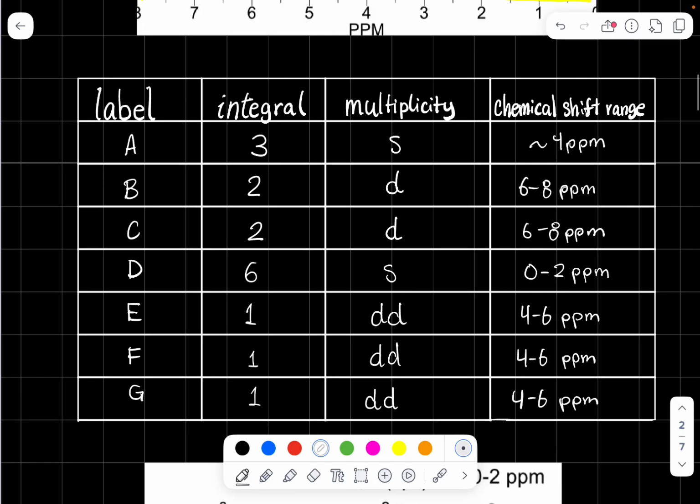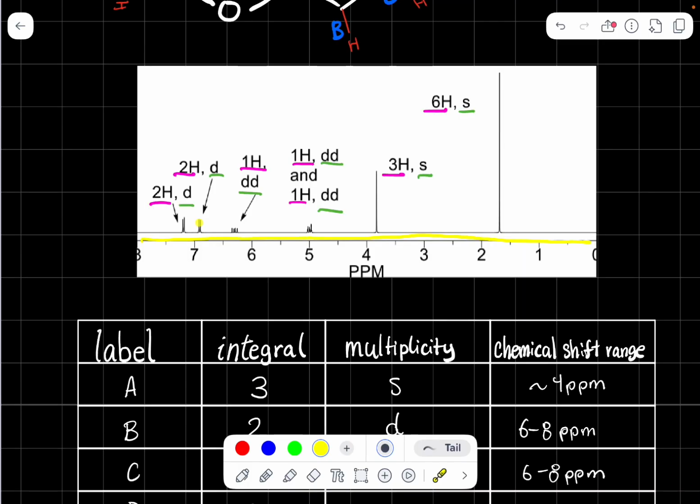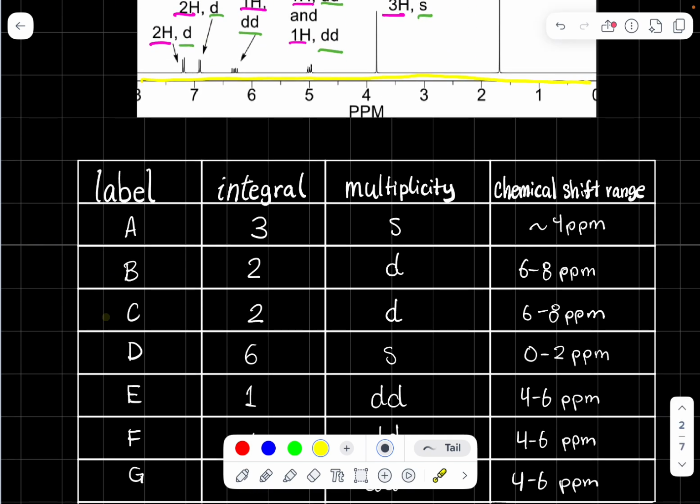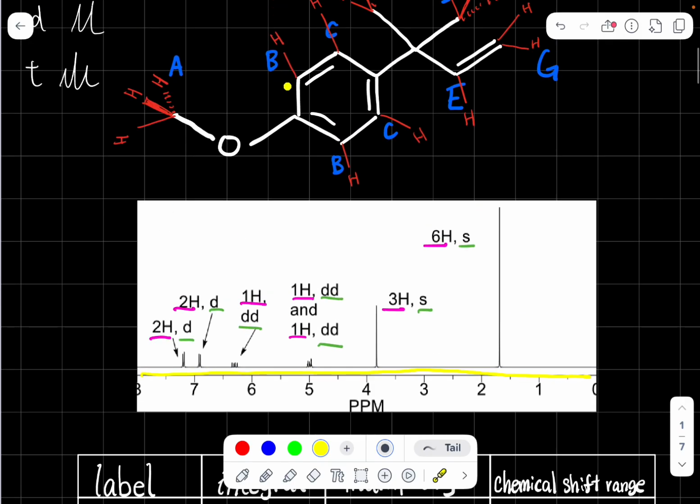Now that this table is filled out, we have enough information to determine which protons the signals correspond to. Let's take a look at the NMR spectrum. Starting at the left here, we see that there are 2 doublets in the 6 to 8 ppm range, which correspond to label B and C in this chart. To distinguish them, notice that proton B is closer to the electronegative oxygen than proton C is. Because of that, proton B is more deshielded, and so it will have a higher ppm. Thus, we can say that this label is B and this label is C.